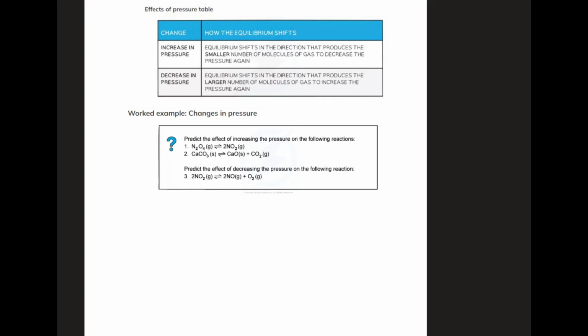Okay, predict the effect of decreasing the pressure on the following reactions. Okay, so you need to decide again, shift to the left or shift to the right. Increasing pressure. So would it move to the right this time because the right side has more moles? Yes, correct. It moved to the right. More moles on the right. Okay, so you understand the concept here.